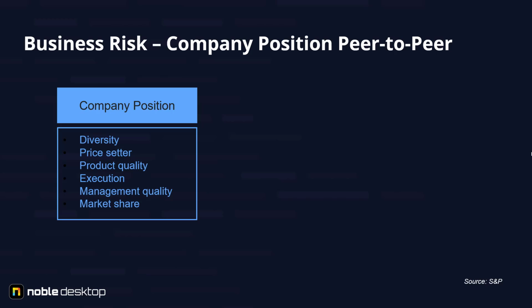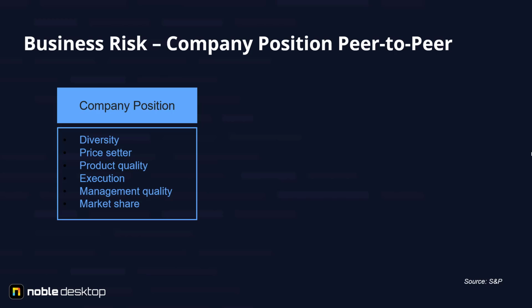And then to evaluate business risk, we would also look into company position and peer-to-peer analysis. We would look into diversity of products, which is important, so clients have different options. Price setter reflects a company's position as luxury, premium, or mass market brand, and also shows how competitive the prices are for the products or services of this company.